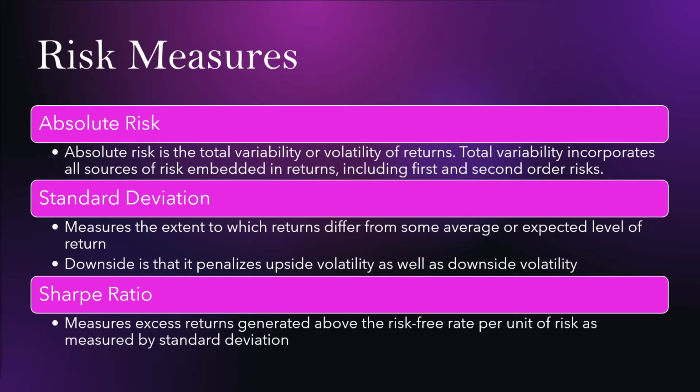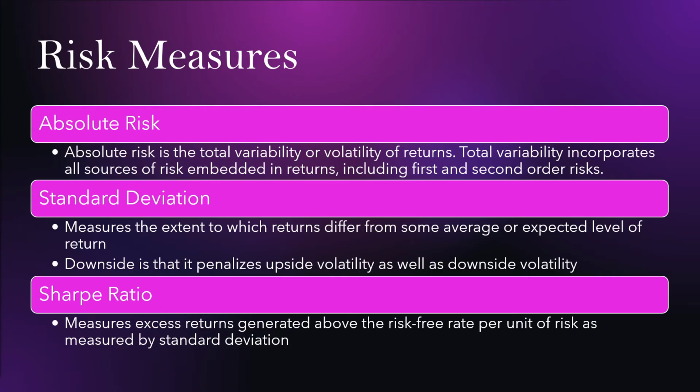There are some risk measures to all of these. These are just some general risk measures that you guys should know about. First off is the absolute risk. So this is the total variability or volatility of returns, and it incorporates all sources of risk embedded in returns, including first and second order risks. Standard deviation measures the extent to which returns differ from some average or expected level of return. The downside is that it does penalize upside volatility as well as downside volatility.